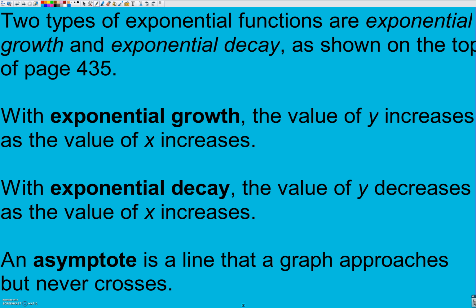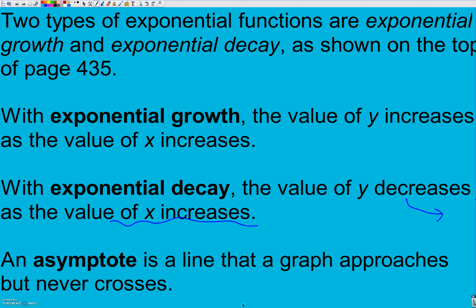It's an asymptote, and we've talked about that a little bit before, but the x-axis is an asymptote, which means it's never going to touch. It's always just going to get closer and closer as we go on. So with exponential growth, the value of y increases as the value of x increases. So they're both going to increase as we go from left to right. With exponential decay, the value of y decreases as the value of x increases. So as we move from left to right, that's what it means with the value of x increases. The value of y decreases, which means it goes down. An asymptote is a line that a graph approaches but never crosses.